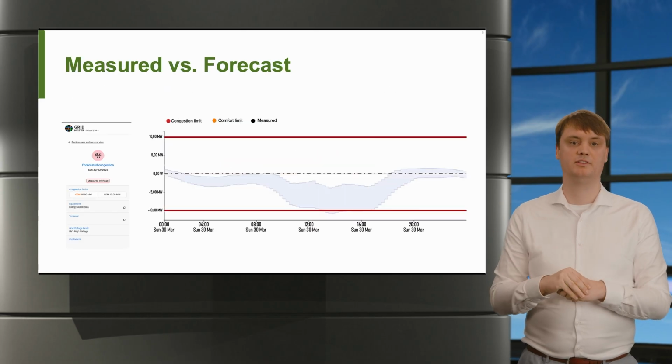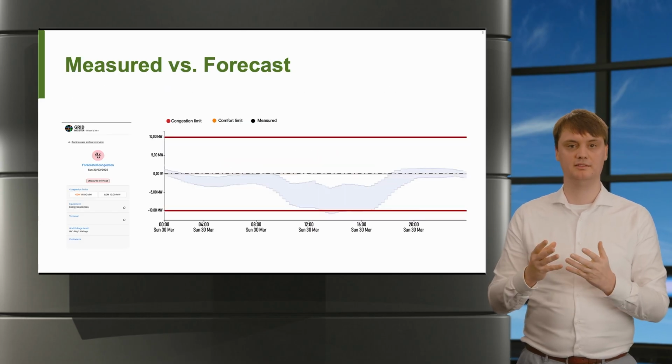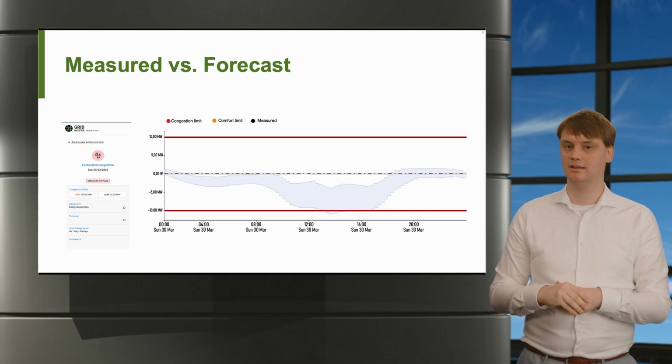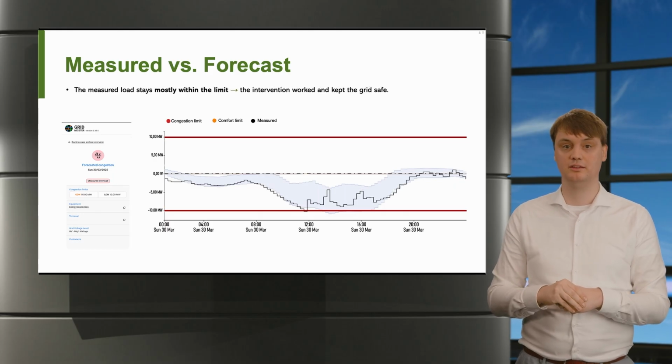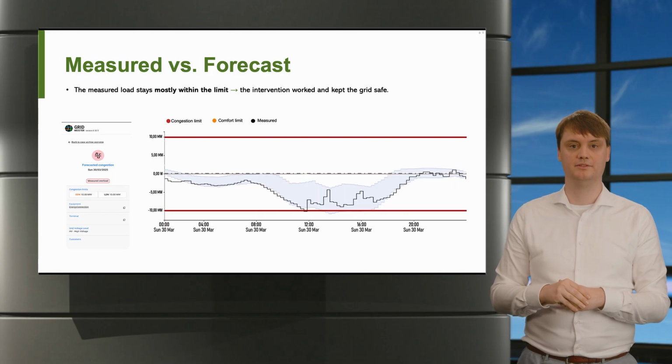Then the day itself happens, and now we switch from forecast to reality. Measurements start coming in. On the congestion graph, you can see the measured line in black, and you can see that it stays within the limits. That was our goal, and we achieved it.